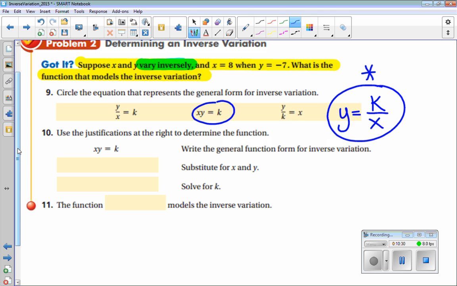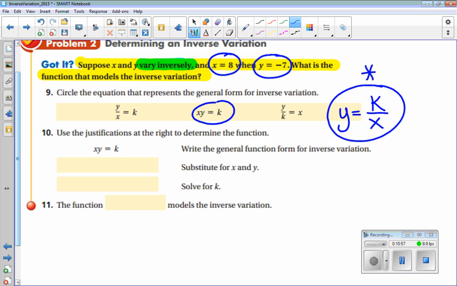Your direct is y equals kx. All right. So it says that we have a couple of numbers. Notice we have x equals 8 and y equals -7. So what we want to do is use those two numbers to solve for k. K is called our constant of variation. And you notice you have a k in the direct, y equals kx, and you have it in the inverse. So we need to solve for k.